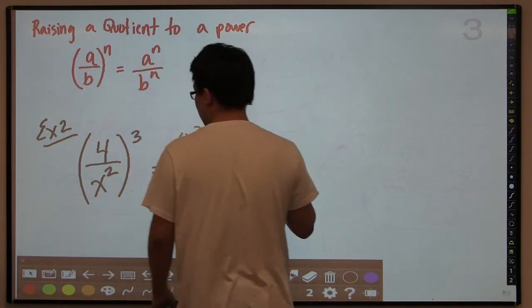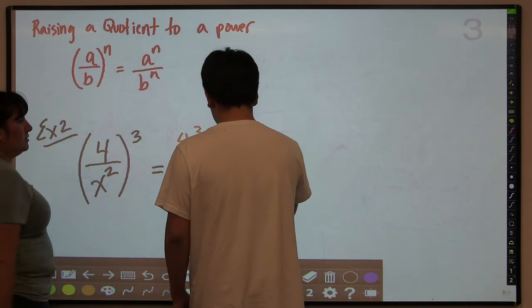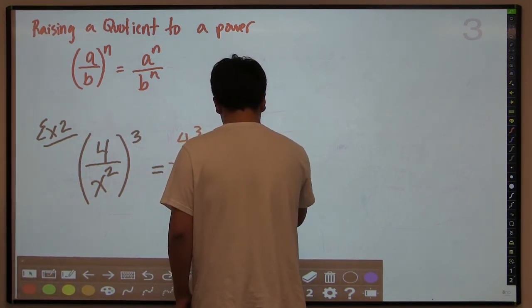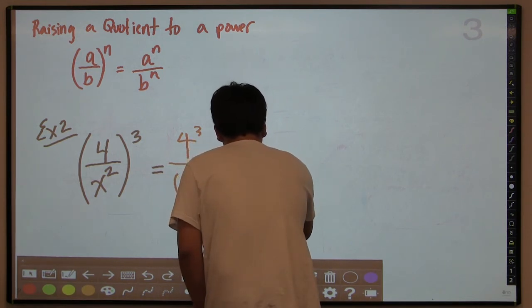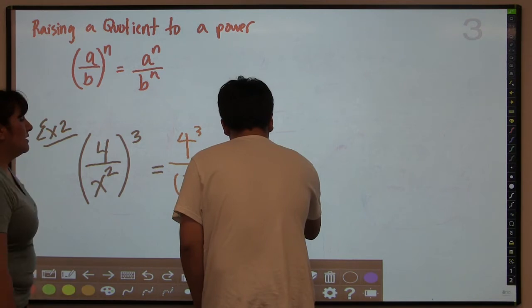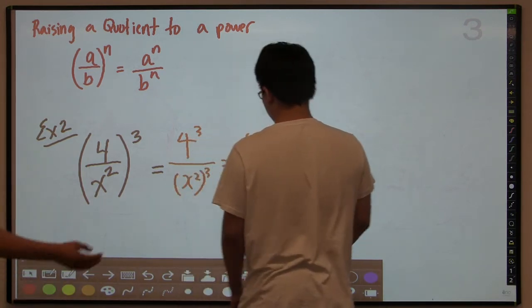Awesome. And then that can further be simplified. We know that 4 to the 3rd power is 64. And if you don't know that, you can just plug it in the calculator. And when you have a power to a power, you multiply the exponents. So 6.